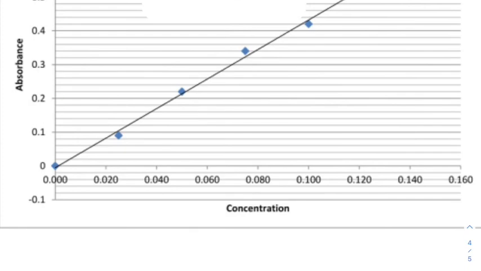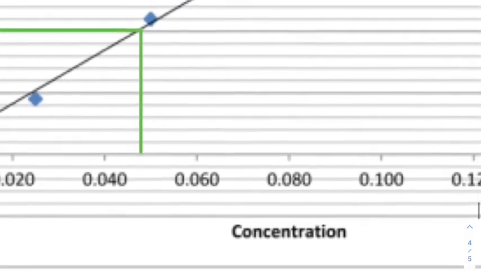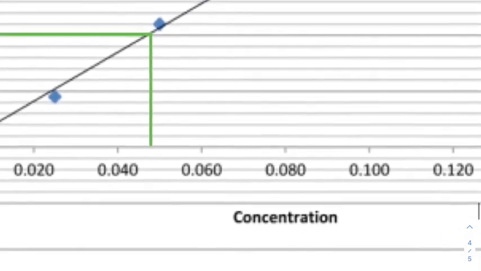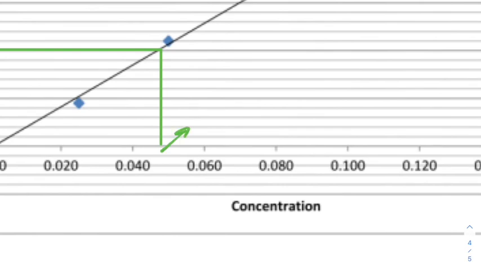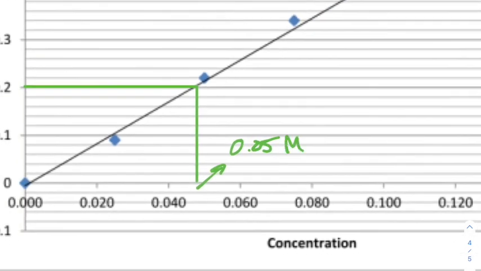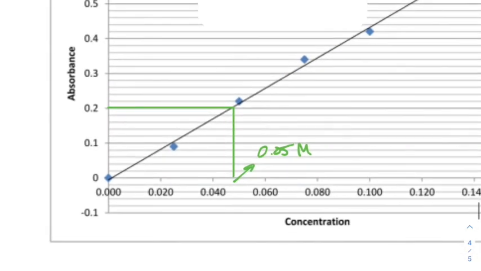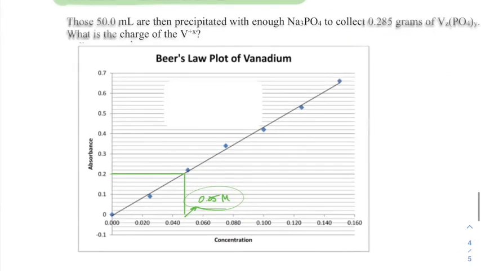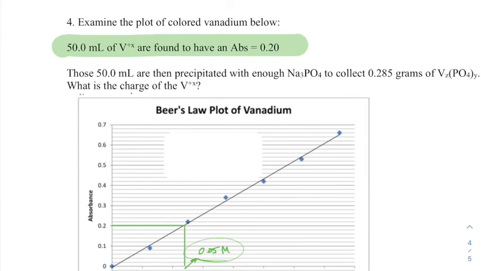So if this is your absorbance at 0.20, then you go over until you hit the line, like so, and then you go down, like so. And it looks to me that your concentration is pretty much right in between the 0.04 and the 0.06. So I'm going to call it easy, and I'm going to call it 0.05 molarity, just to make my life easy for this guy. So our absorbance is about 0.2, but that translates to a 0.05 for your molarity.